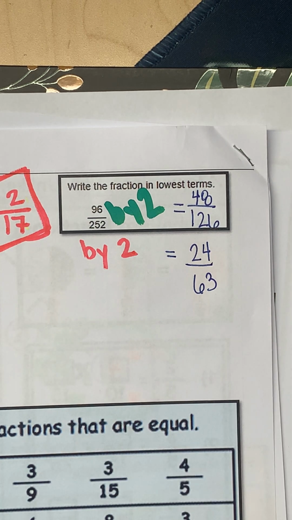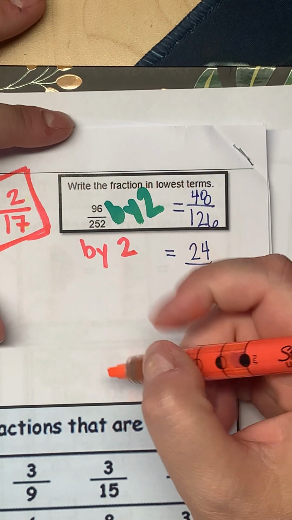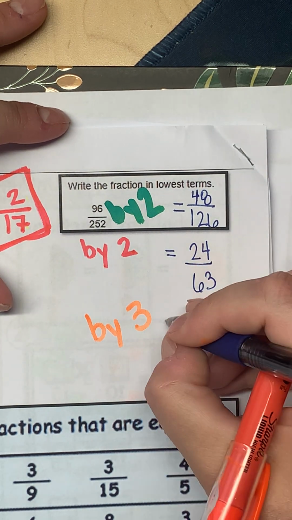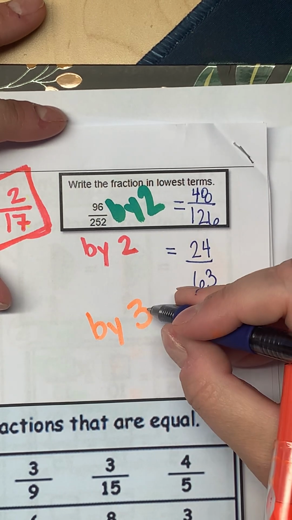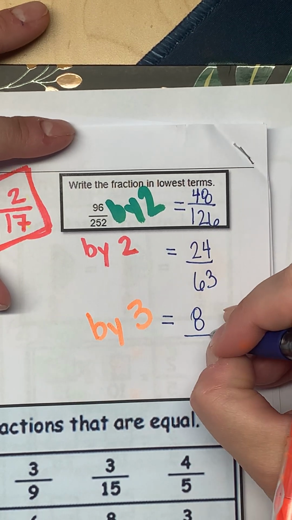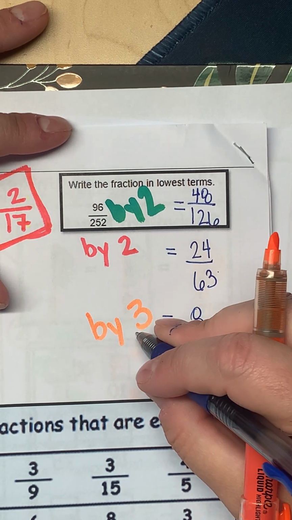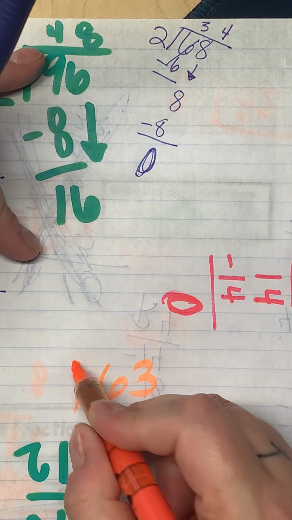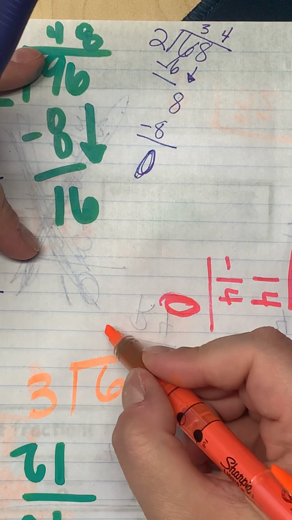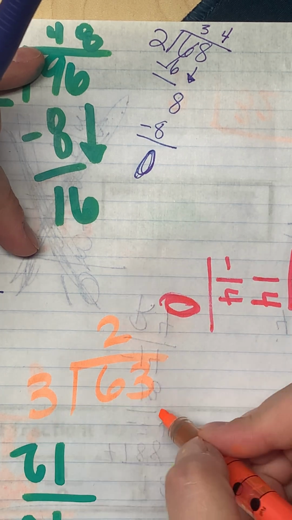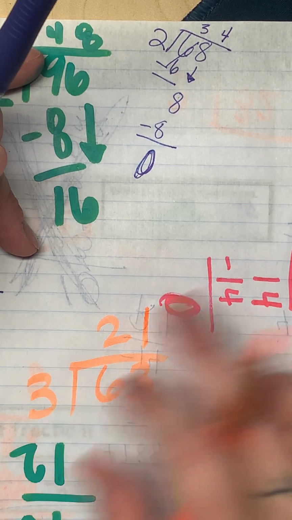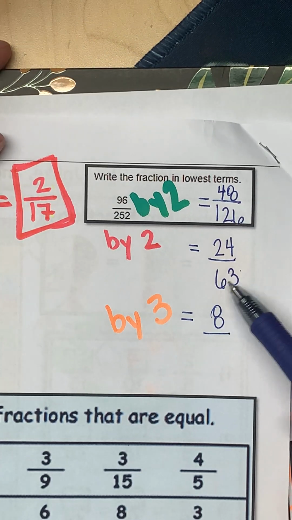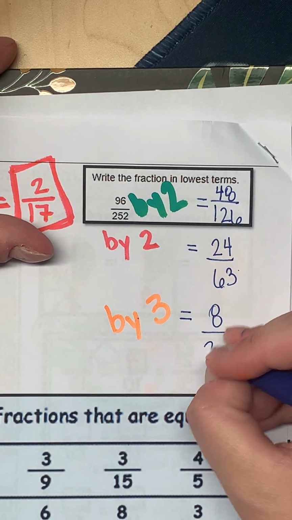I think what's in common is a 3. So let's see here. 24 divided by 3 is 8. 63 divided by 3 is... 3 goes into 6 twice, evenly. 3 goes into 3 once, evenly. So 3 times 21 is 63. So we were supposed to take 63 and divide it by 3, so it's 21.